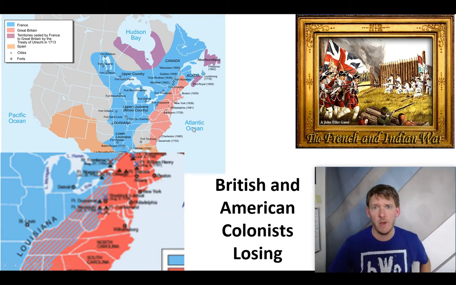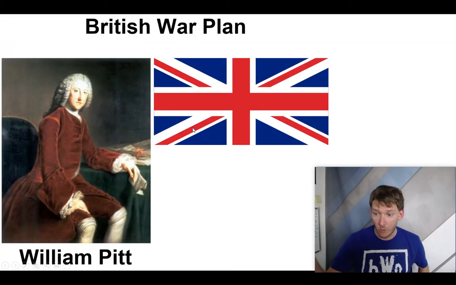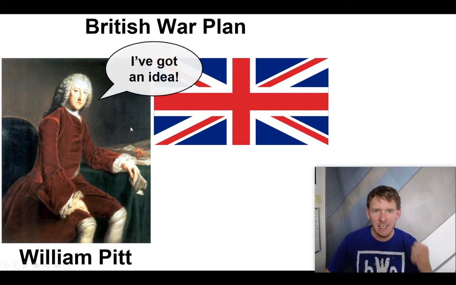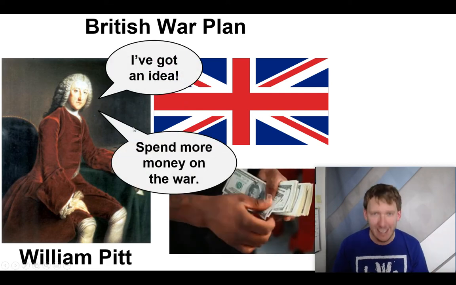First, the British and the Americans are not doing so well, and then they come up with this great genius idea, William Pitt. Wow, what a brilliant idea. What great military strategy did he come up with? How did he manage to turn the tide and to win the war? Are you wondering what was his military genius idea? It was spend more money.